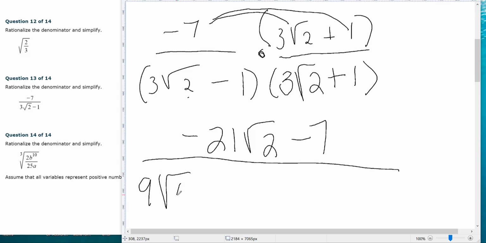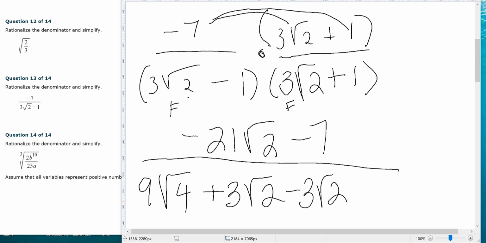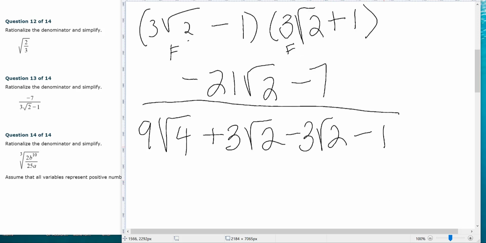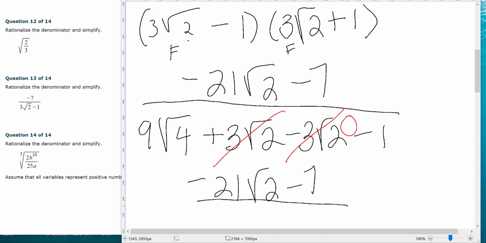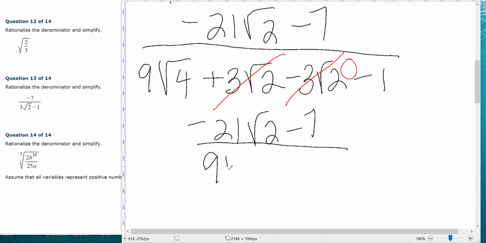9 square root of 4, that's the first times the first. And then the outer is going to be plus 3 square root of 2 times 1 is 3 square root of 2. Minus 1 times 3 square root of 2. And look, those are going to zero out. And then -1 times +1 is -1. So because these are opposites, 3 of those minus 3 of those is 0. So I end up with -21 square root of 2 minus 7 over 9 square root of 4.